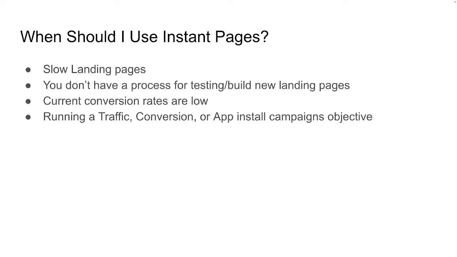And then finally, if you're running a brand awareness campaign or different things, these aren't going to work. You need to be running a traffic, conversion, or app install campaign objective at the time of this recording in order to take advantage of the instant pages. The instant pages aren't available in the other ad objectives. So those are some of the reasons why you should consider using TikTok instant pages.